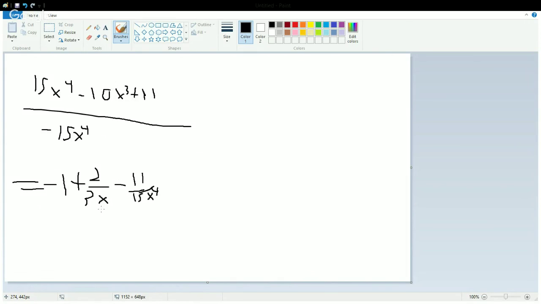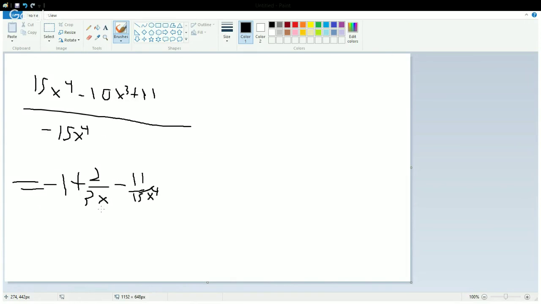All right, so let me copy down how this one's done. Because I know the -1 comes from the 15s, and the x to the 4 is canceling. Yep. The 2 over 3x comes from the -10 over -15 canceling the 2 over 3, and the x in the denominator because x to the 3 divided into x to the 4th leaves x. And the -11 over 15x to the 4th is because 15x to the 4th can't divide into 11.